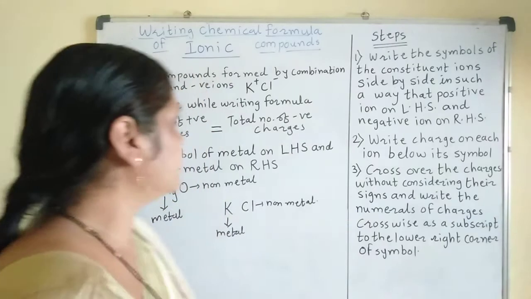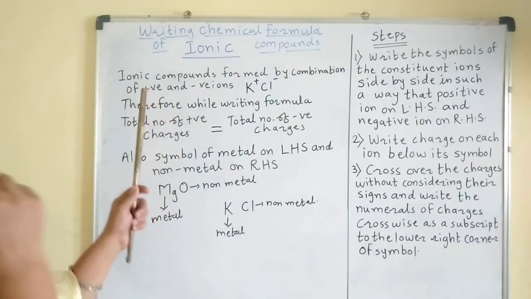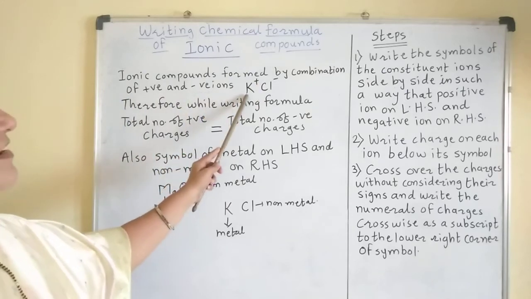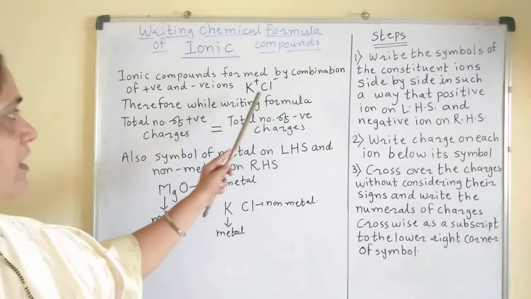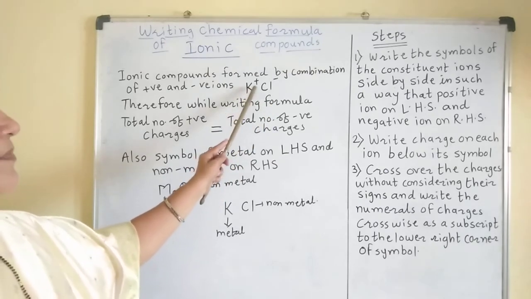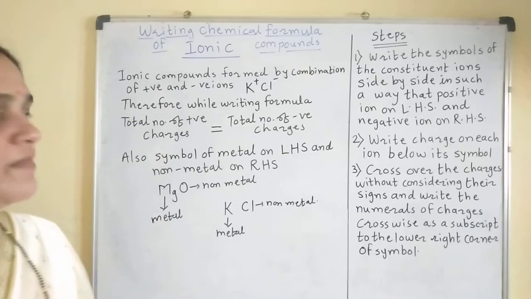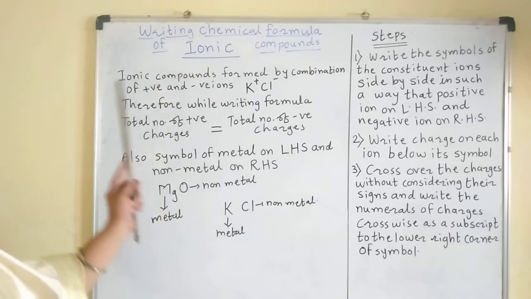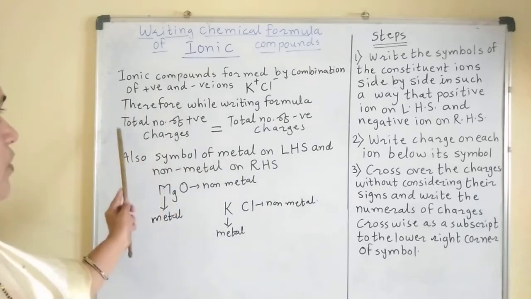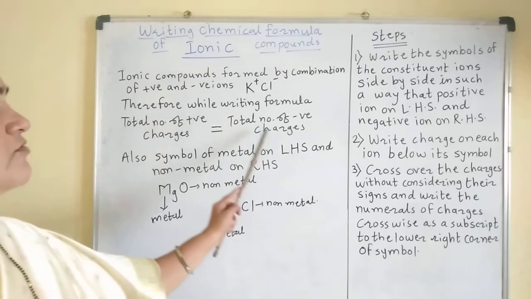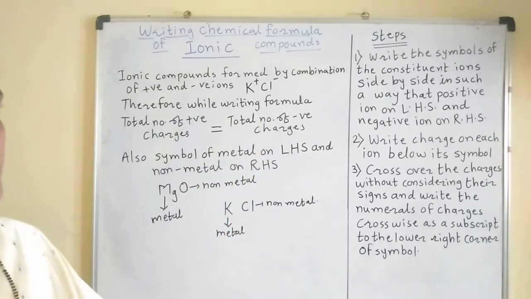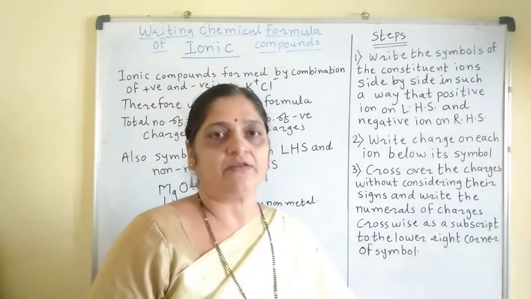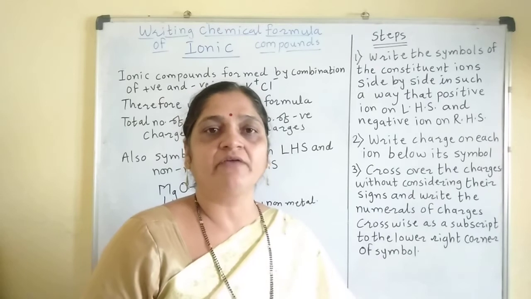Now we are going to discuss writing the chemical formula of ionic compounds. The first important thing to remember is that ionic compounds are formed by the combination of positive and negative ions. See here the example I have taken, KCl, potassium chloride. Potassium loses one electron, forming K plus ion, and chlorine gains one electron, forming Cl minus ion. While writing the formula of an ionic compound, we should check that the total number of positive charges is equal to the total number of negative charges. This balancing of total positive and negative charge is a must. Then your formula will be correct.